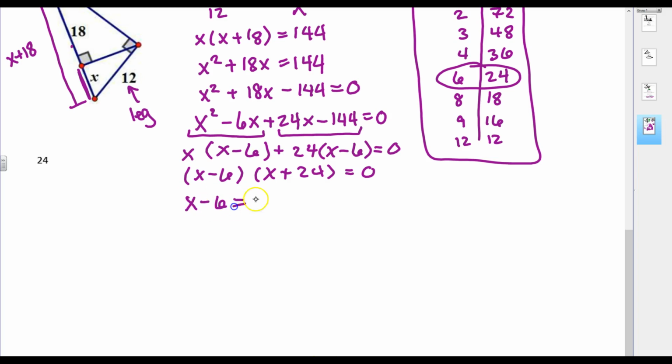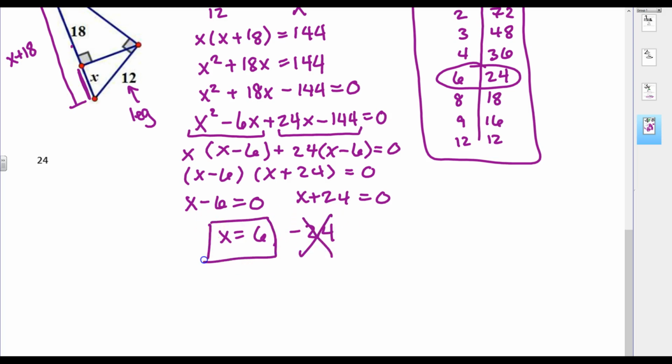I set both of those factors equal to 0. So I get x equals 6 or negative 24. Now, this is a geometry class. We're dealing with a real figure, a real shape. If I let x be a negative, I would have a negative length, and that makes no sense. So we toss that out. So our answer is just x equals 6.